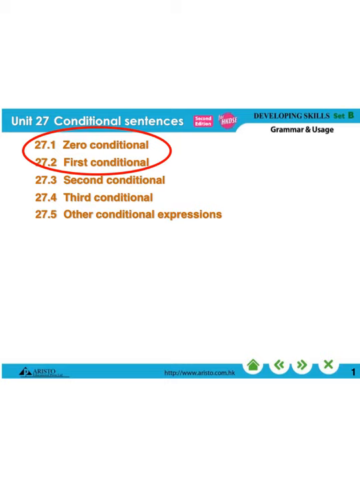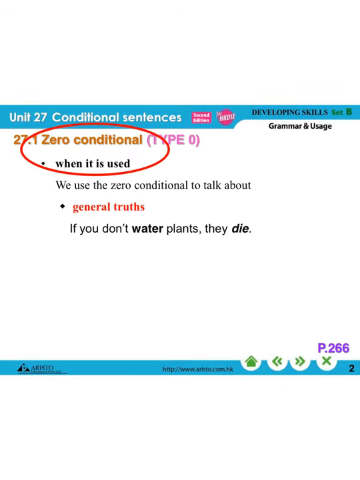Today I would like to focus on the first 2 types of conditionals. The first is the 0 conditional, which we usually call type 0, and then the first conditional, which is type 1. First of all, let's take a look at the first type, which is type 0.